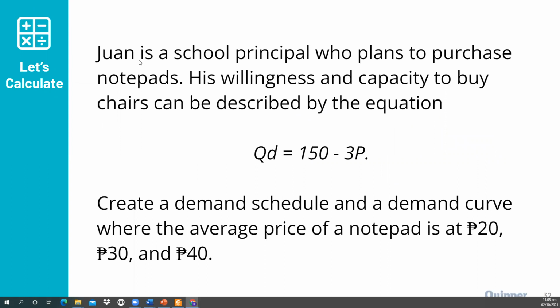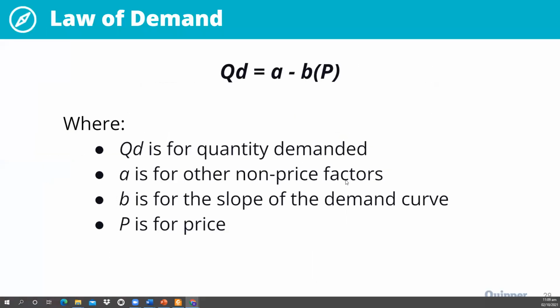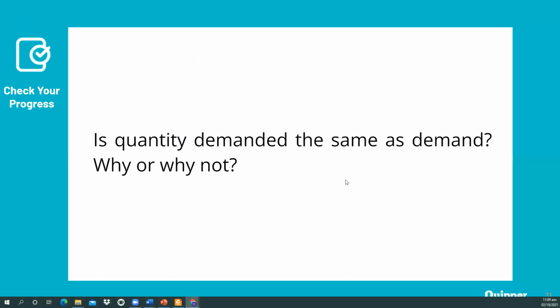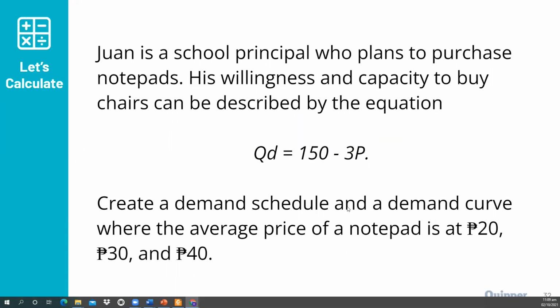Okay. So for example, there is a school principal who plans to purchase notepads. His willingness and capacity to buy notepads can be described by the equation QD is equal to 150 minus 3P. Okay. So create a demand schedule and demand curve where the average price of a notepad is at 20, 30, and 40.